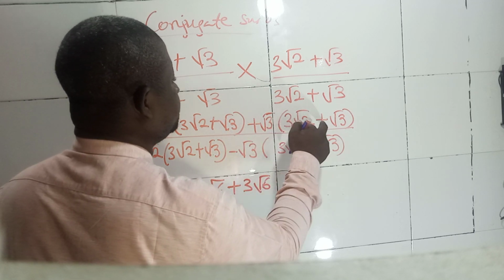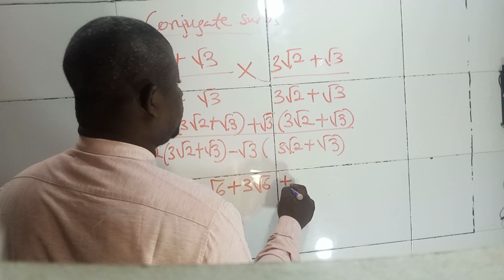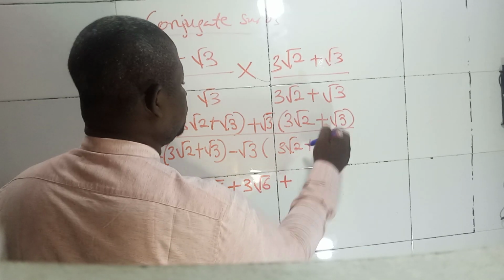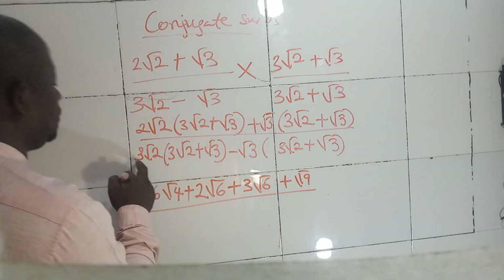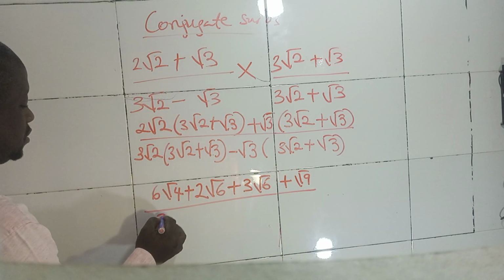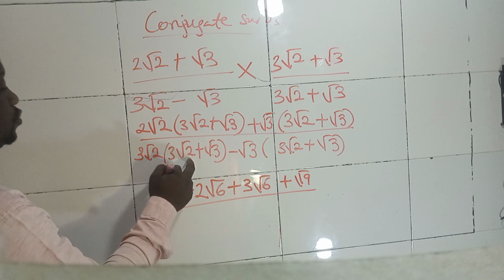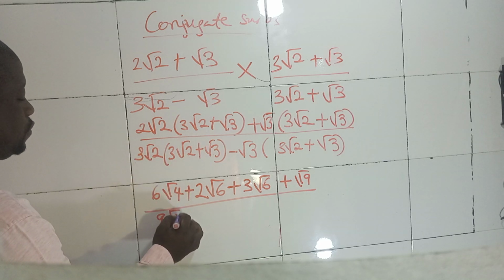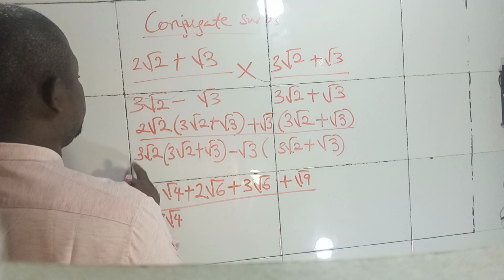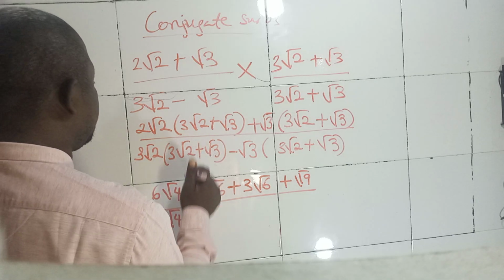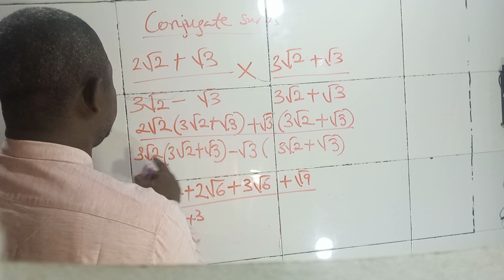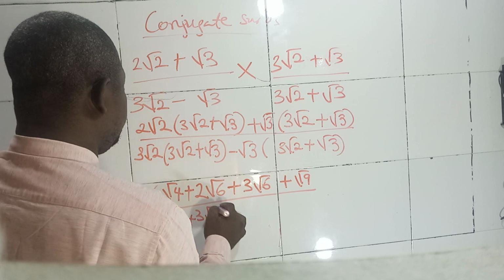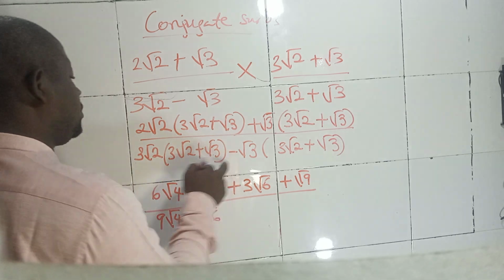This is plus times plus, which is plus. √3 times √3, that is √9, all over 3 times 3, that is 9. √2 times √2, that is √4. So this is now 3√2 times √3, that is 3 times 1, √6. So this one is done.